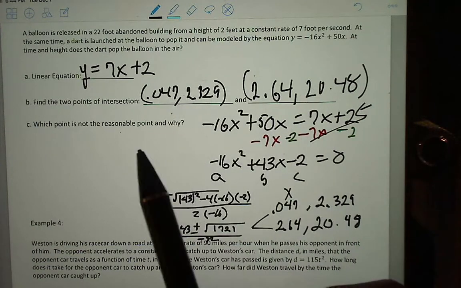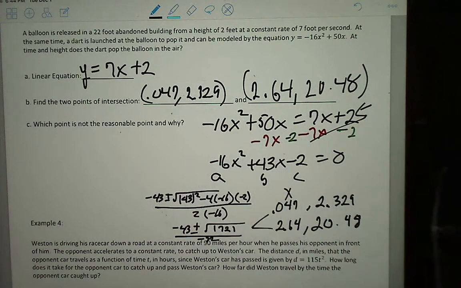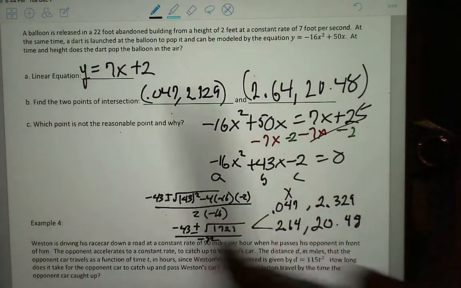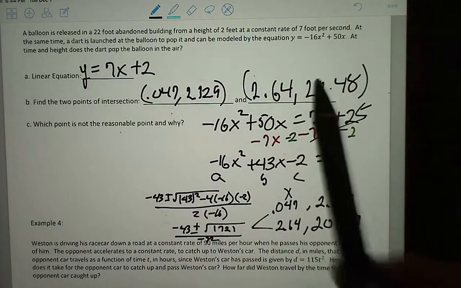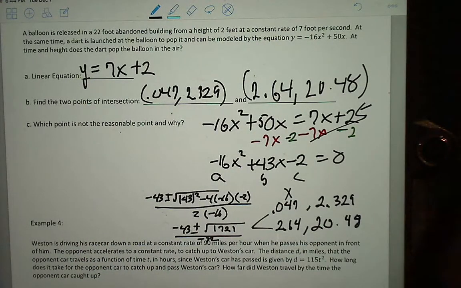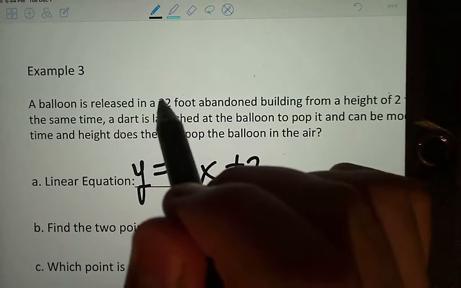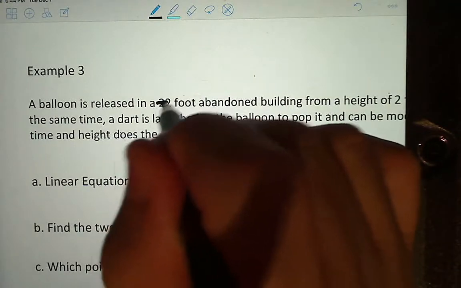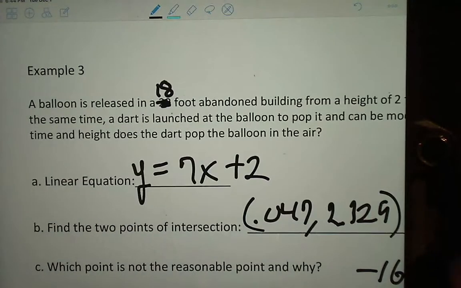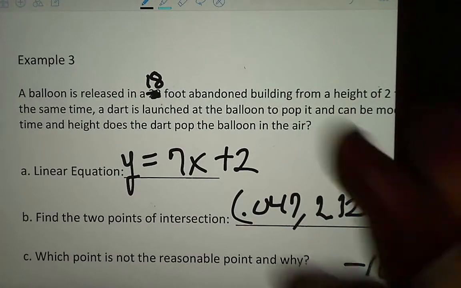You have this one and this one. And the question is, which of these points is not reasonable and why? And what was supposed to happen, and I think I didn't type this wrong, is that these are both correct points, but the idea was supposed to be this, so that you know. I'll go and change this later on. Basically, I'm going to change this to 18 just to make it make sense to what I'm about to tell you. And I will make that change.